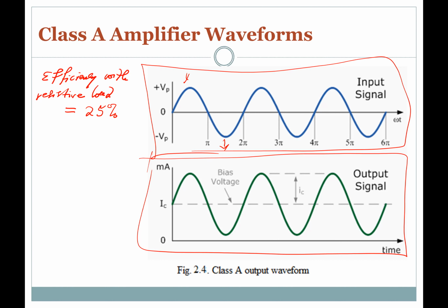However, the maximum possible collector efficiency. Now note this is the overall efficiency of the system. So the collector maximum efficiency in this case is 50%.